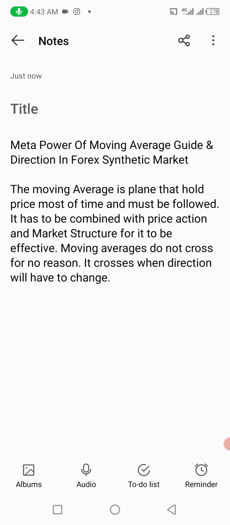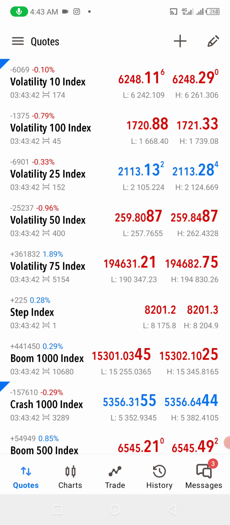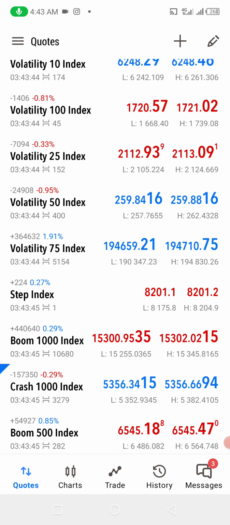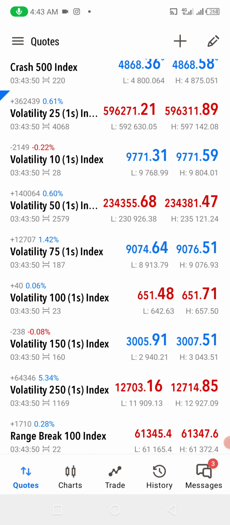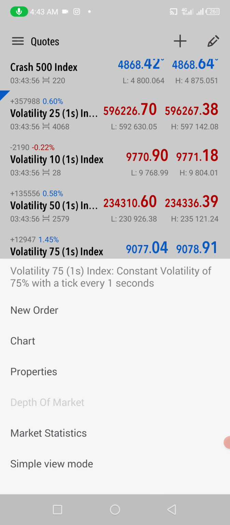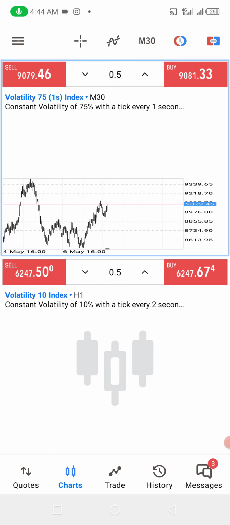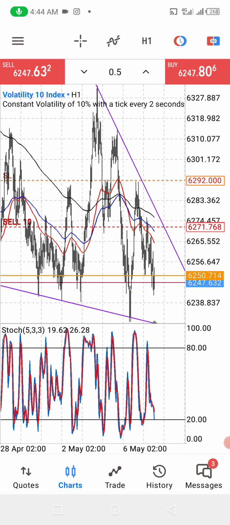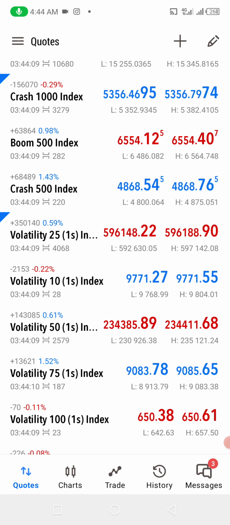I'm going to take you to the MT5 chart so that you see this practically and summarize how it works. So this is MT5. I'm going to open volatility 75.1s. I'm going to go to the indicator chart.